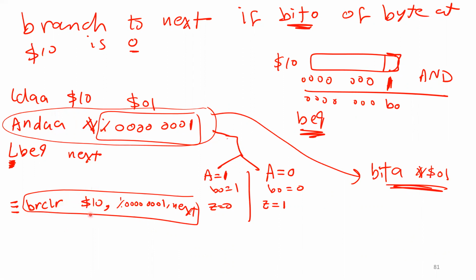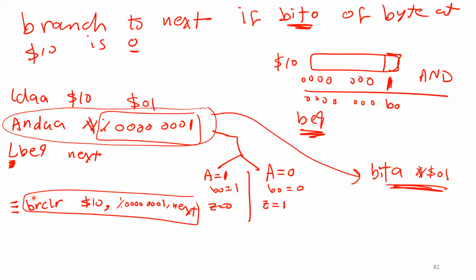Here I put the address, which memory location, and then this is the mask. This is my mask, 1 0 0 0 0 0. Again, you don't need to put it in binary; you can just put the number 1 in hexadecimal. So here I'm saying, please check bit number 0. That's why I put 1 here in this byte, in this memory location, and if it is set, go to next. This is how it is.